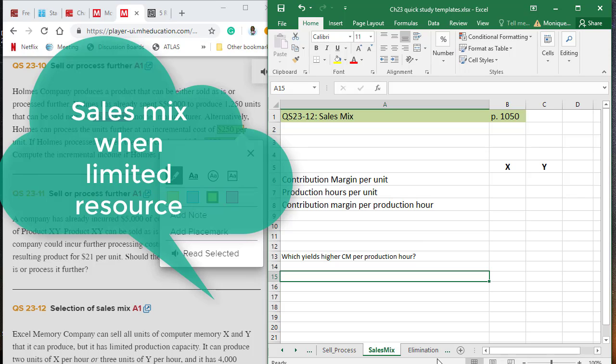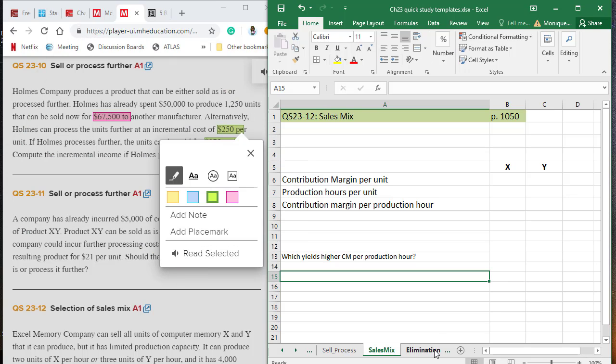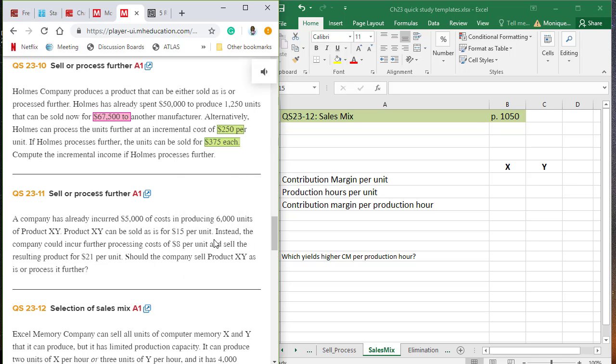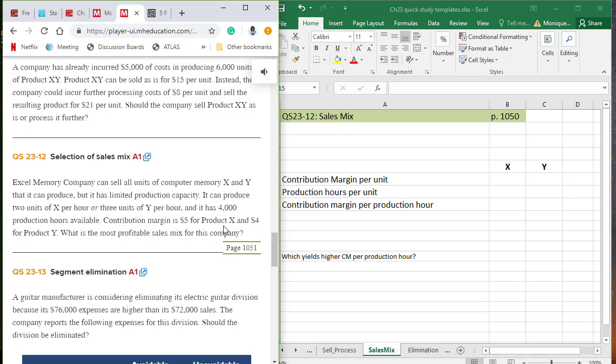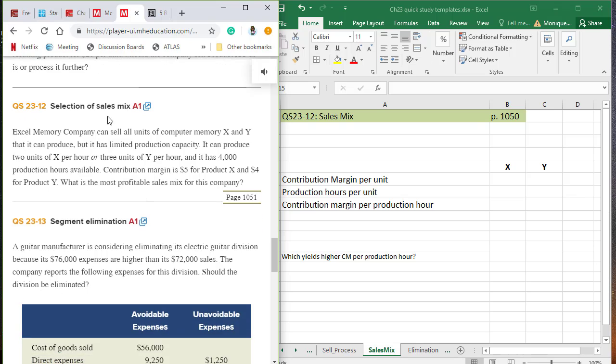So the next slide we'll have number 12. And on number 12, we'll go ahead and we'll do a sales mix calculation. Let me scroll this up. So number 12, we're going to do selection of a sales mix.